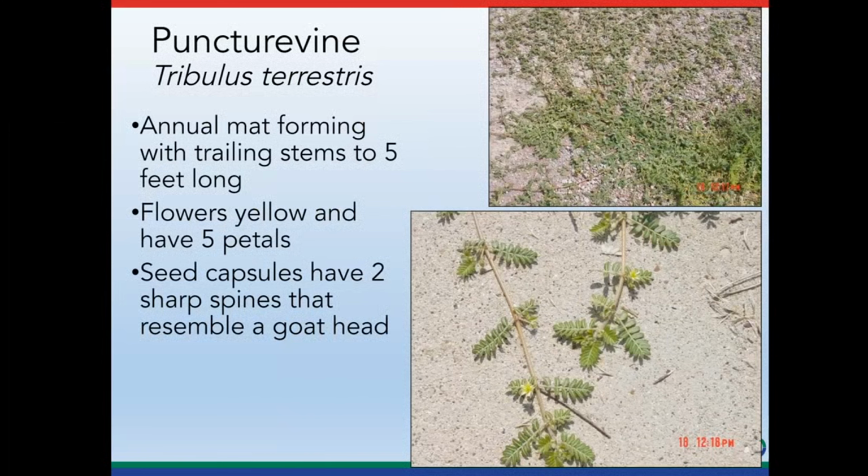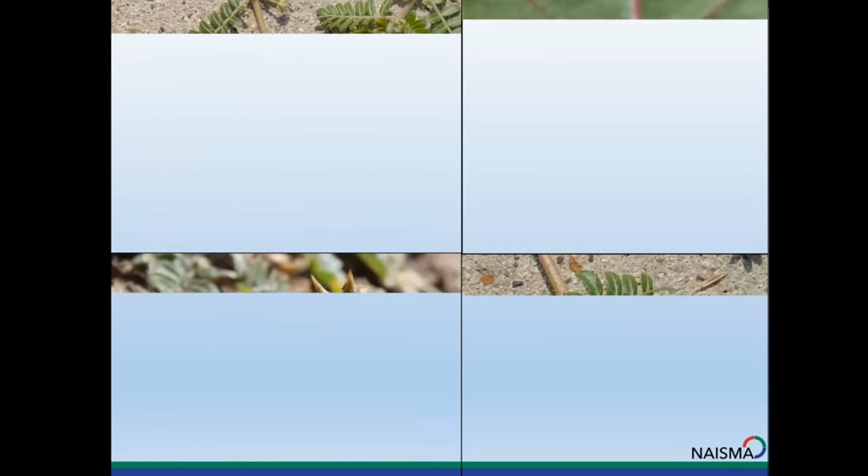Now we move on to puncture vine. Puncture vine is an annual mat forming species that we deal with. They can have trailing stems over 5 feet long. There's a lot of stem area that's not covered with leaves. If you were to look at that bottom picture there, it has a 5-petaled yellow flower, and its leaves are opposite as they come off of that stem. Its seed capsule has 2 sharp spines resembling a goat head. Some close-up photos of that.